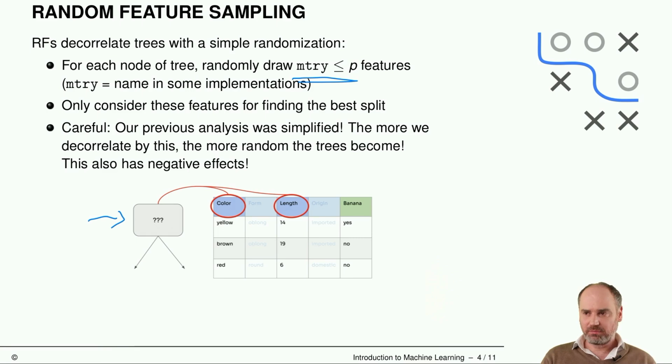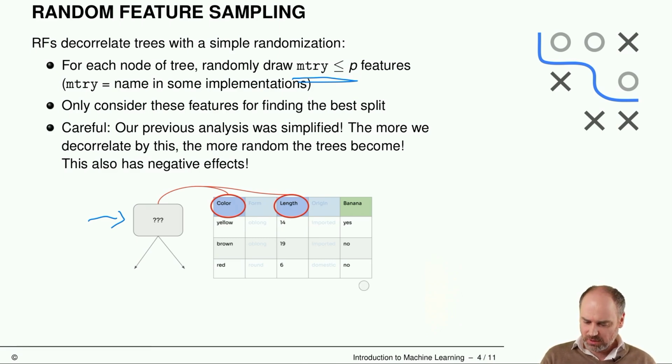If you look at some implementations, especially in R, this parameter is called mtry. I guess that might stand for maximum number of features to try out for finding a split. I'm not exactly sure whether that's the interpretation of the M. And we will only consider these features now for finding the best split.